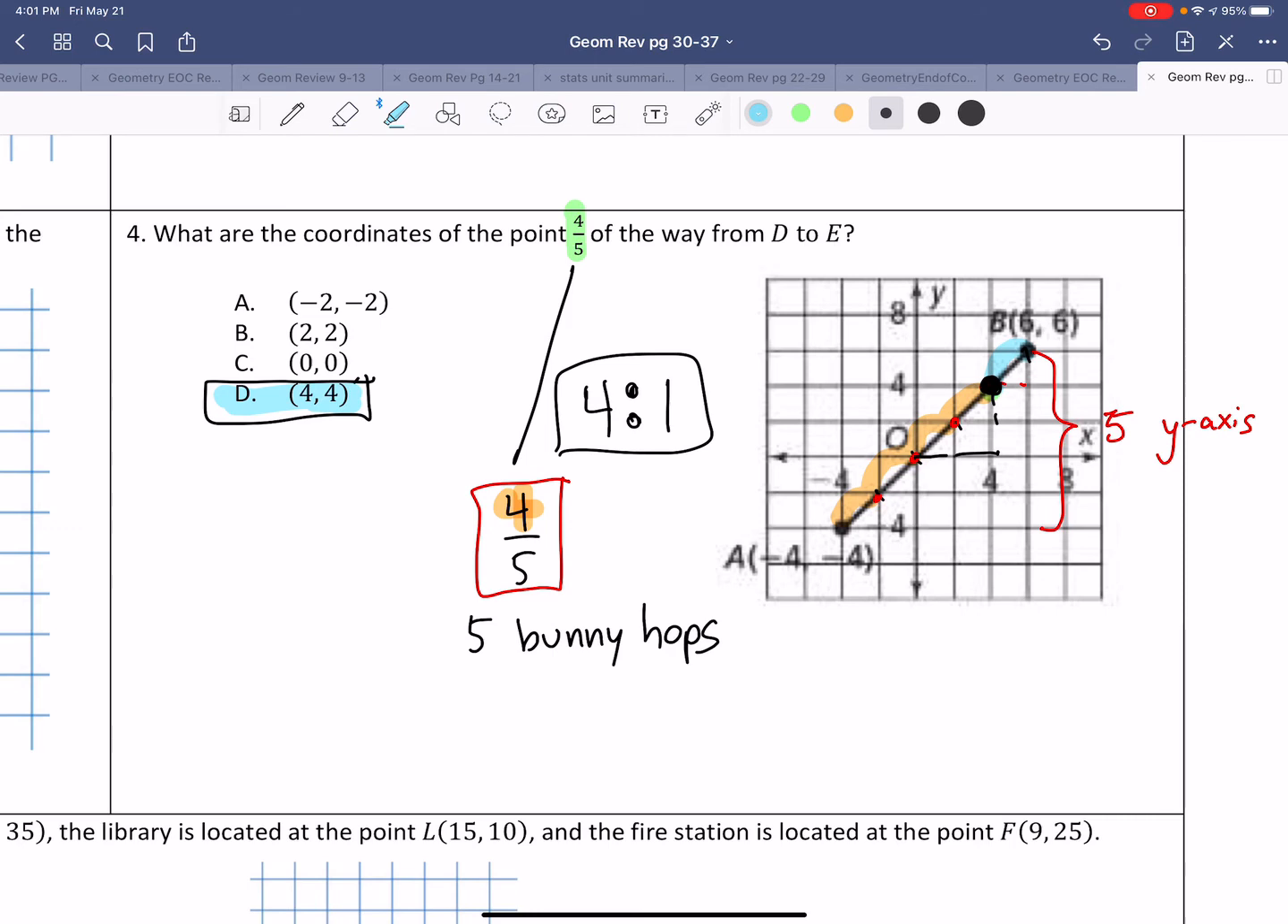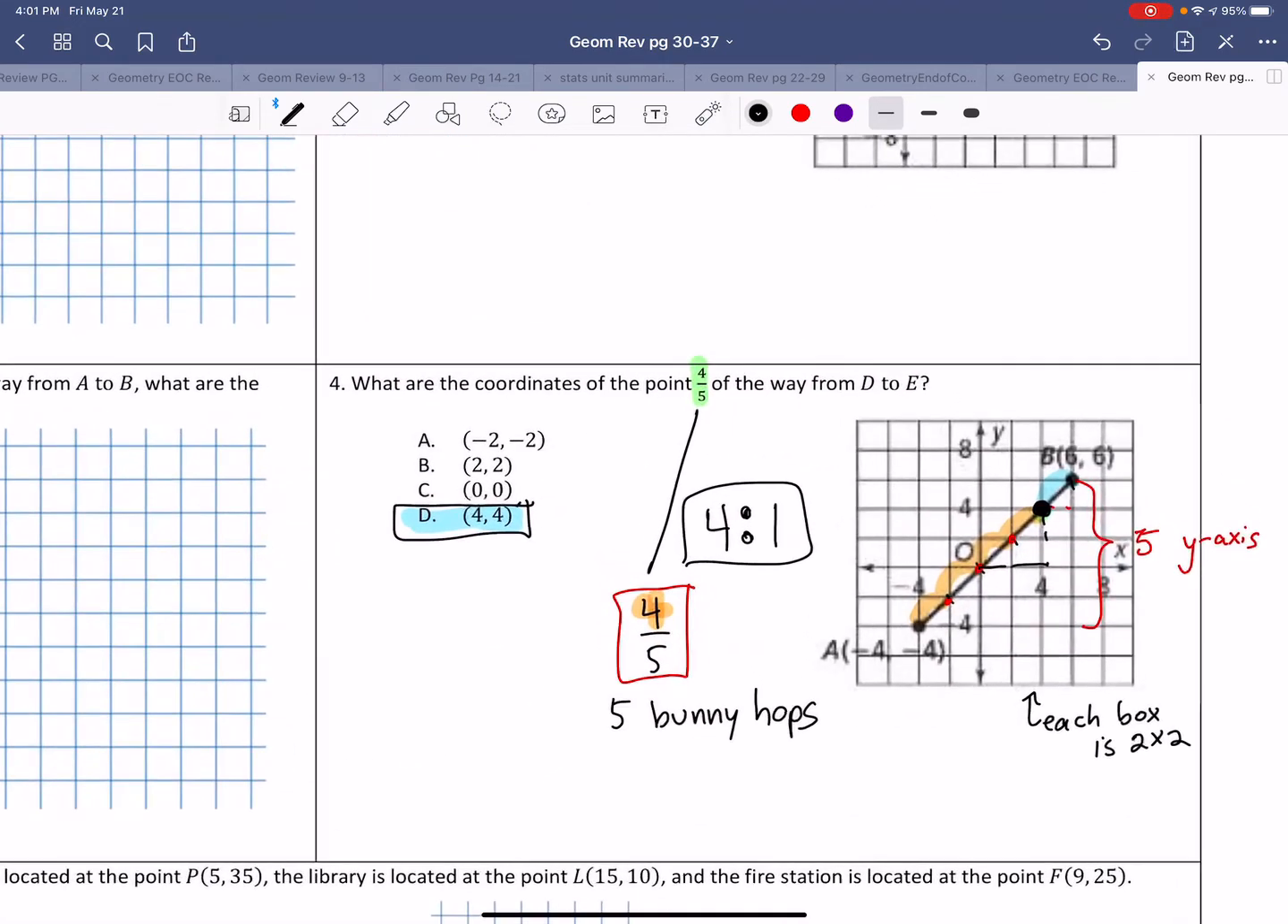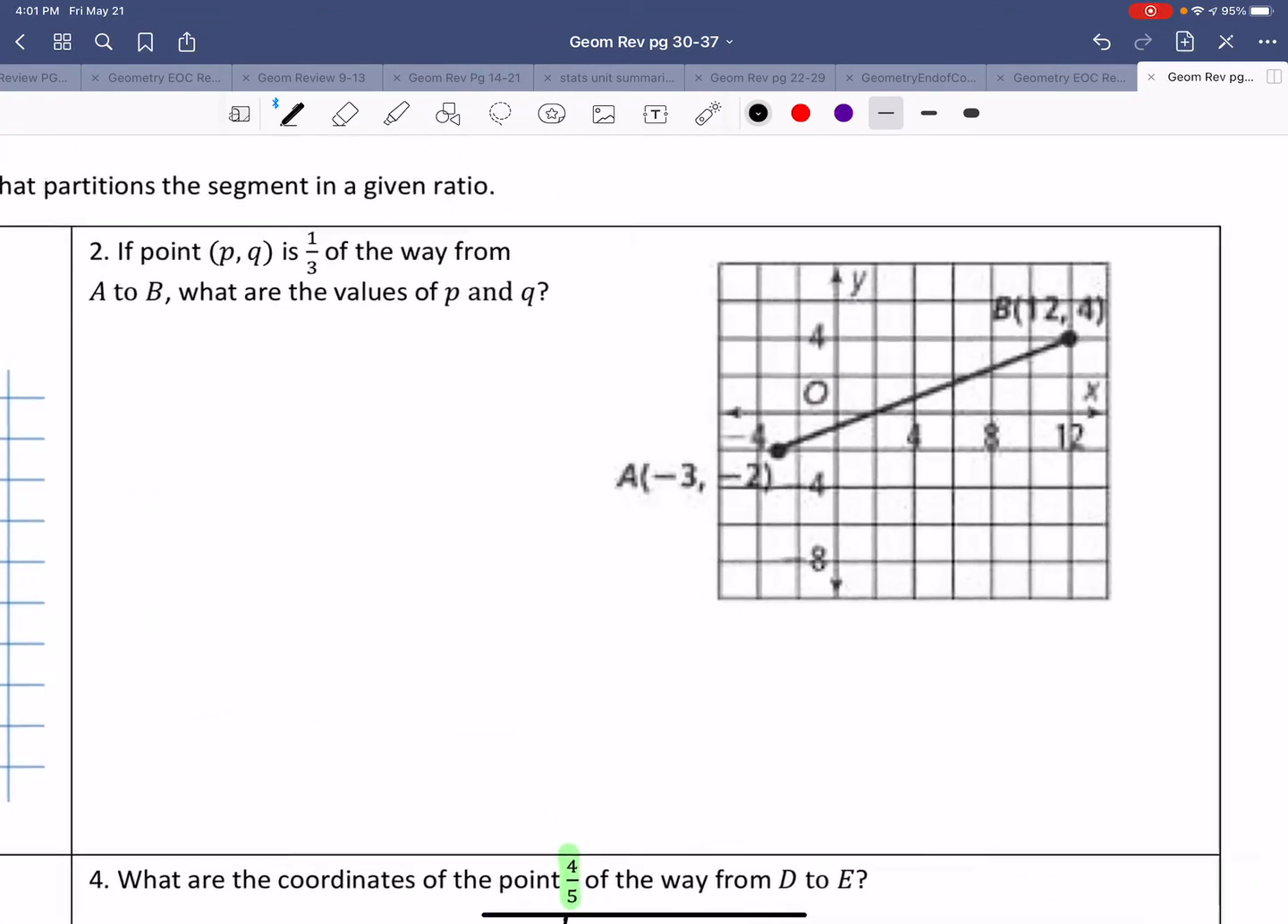Now, there were a couple curveballs with this. Notice each box in my diagram is 2 by 2, not 1 by 1, so be careful with that. You'll need to count by 2s. All right, let's check out question number 2.